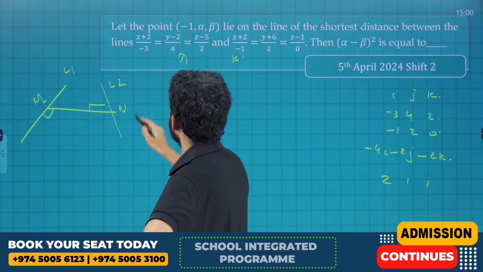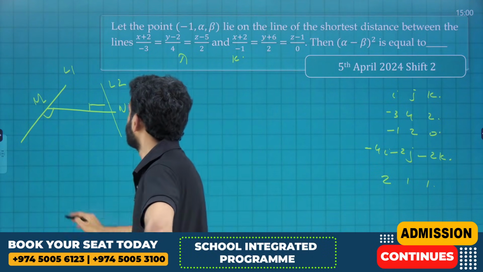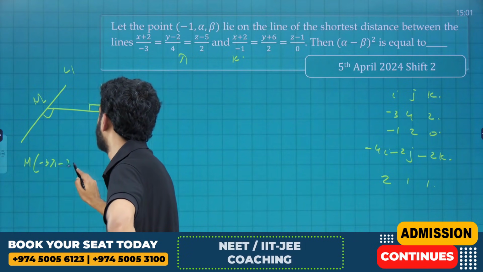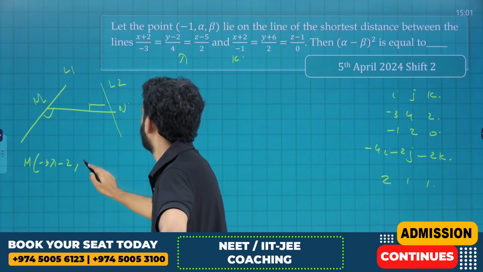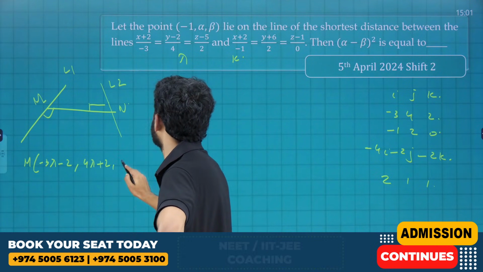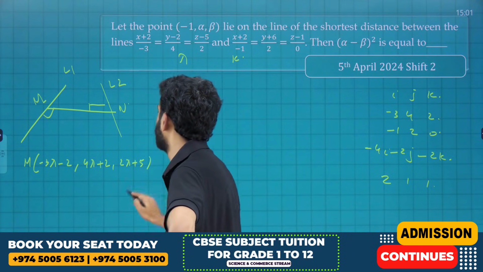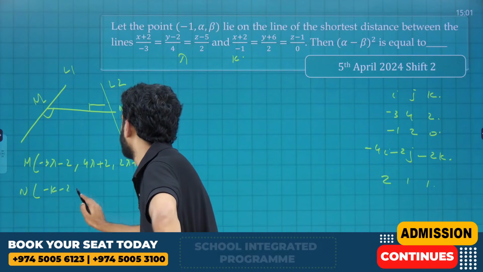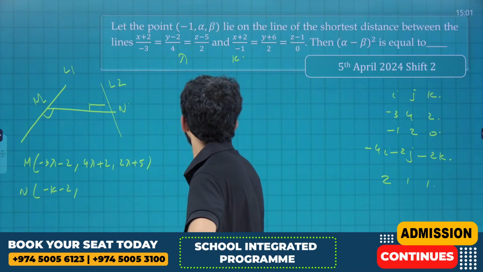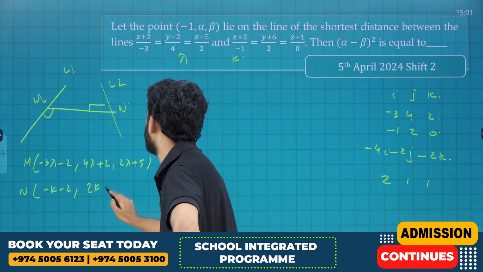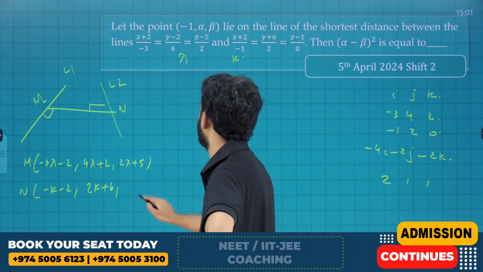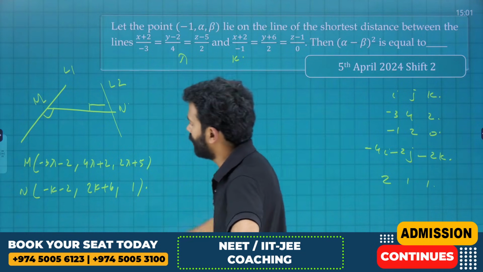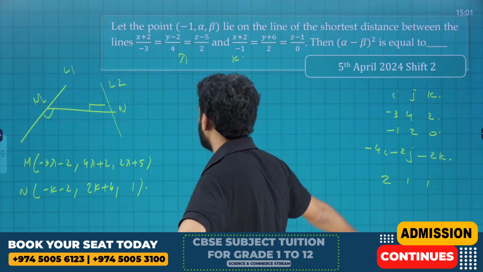That is minus 3 lambda minus 2. That is M. I am going to write it first. Minus 3 lambda minus 2, 4 lambda plus 2, 2 lambda plus 5. That is what M is. And N is minus k minus 2, 2k plus 6, and 1. Okay. And their direction ratios will be proportional to 2, 1 and 1.